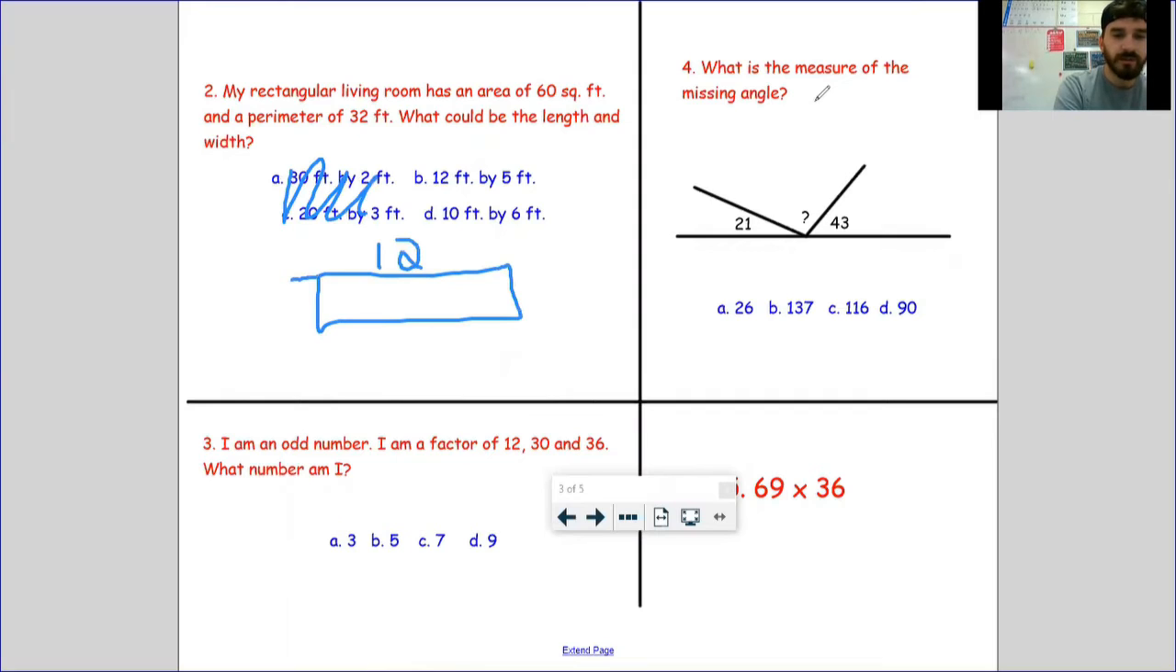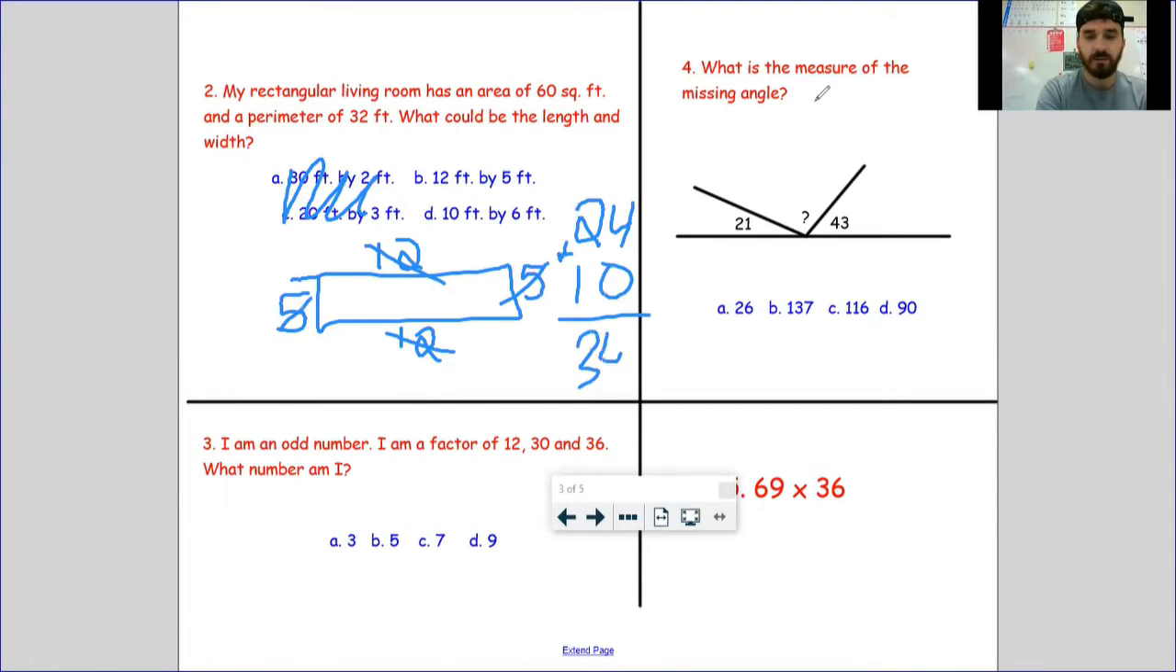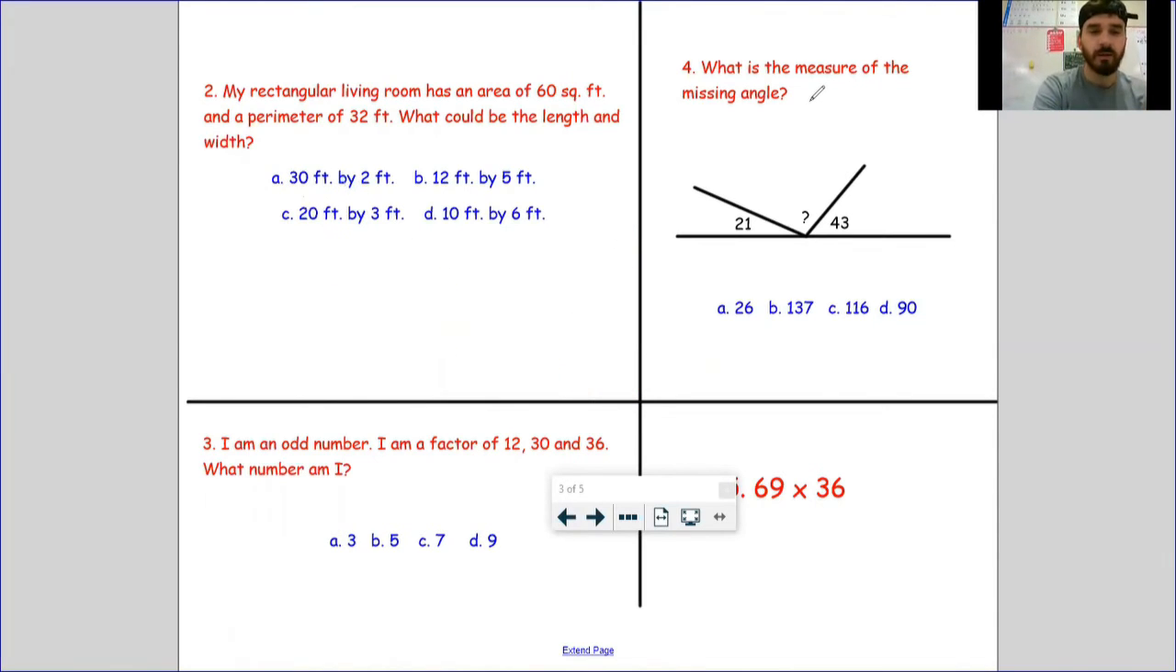So 12 feet by 5 feet, opposite sides are equal. Start adding all the way around. I do 12 plus 12, I'd get 24. 5 plus 5 gives me 10. And if I add those together, that gives me a perimeter of 34, which is a little bit more than what I'm looking for. So we should feel pretty good about D being our answer, 10 feet by 6 feet.